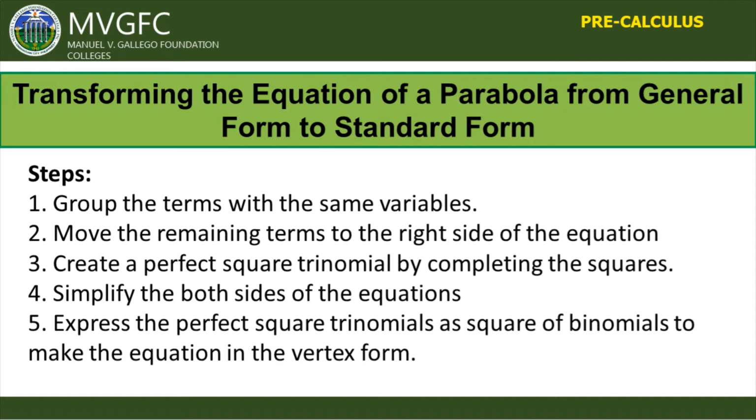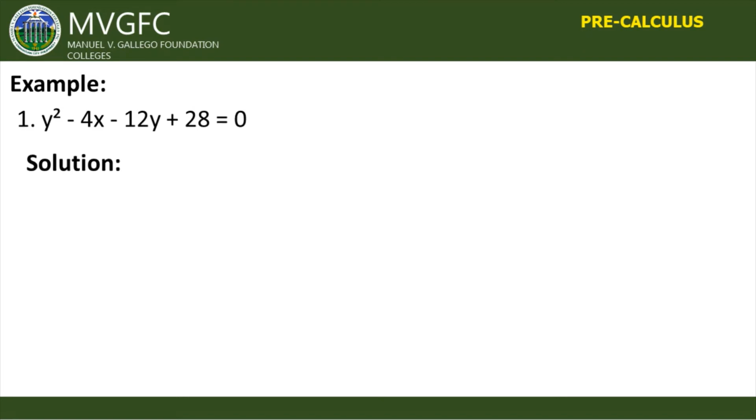Let's have examples. Number 1: we have y squared minus 4x minus 12y plus 28 is equal to 0. As stated in our first step, we need to group the terms with the same variables.